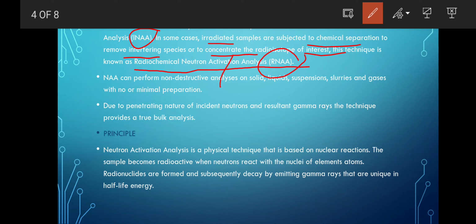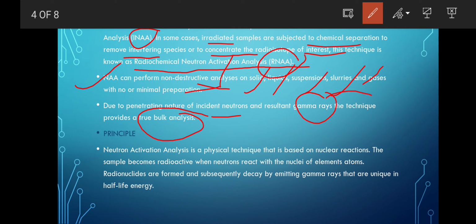In this case they perform non-destructive analysis, which can be performed on materials whether they are in the solid state, liquid state, suspension, slurries or gases, with minimal preparation. Due to the penetrating nature of the incident neutrons and the resultant gamma rays, the technique provides a true bulk analysis. Means we are capturing the gamma rays, right?